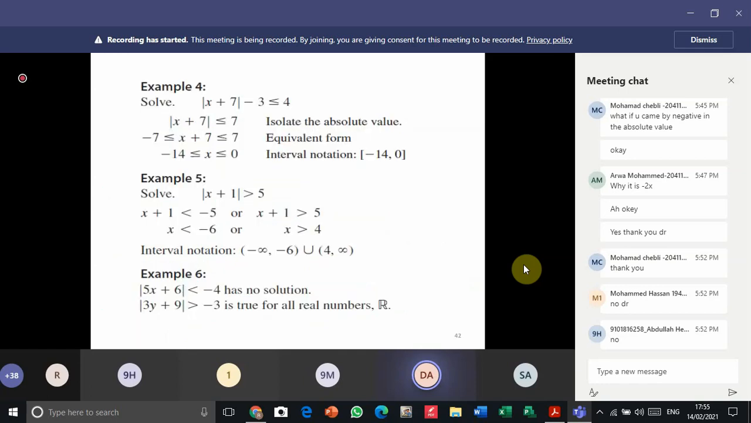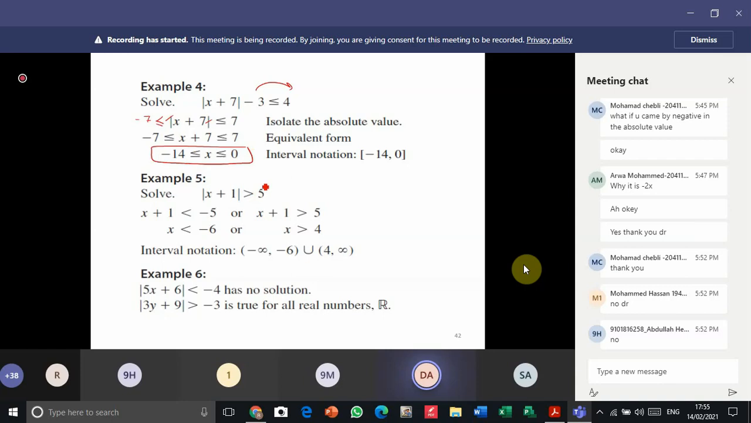This is an example for inequality with absolute value. Put the 3 here, we have 7. After that, we can remove the absolute value, but we need to put minus 7 here. Okay, so move the 7, so we have x between -14 and 0.